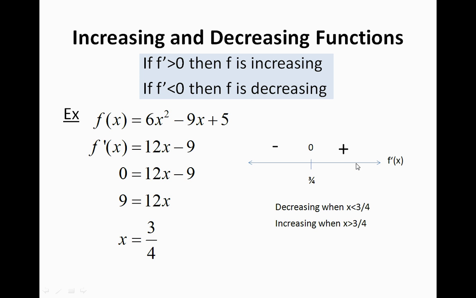You could pick another test value, let's say like 1. If I plug in 1 for x, 12 times 1 minus 9 is positive. So I know after 3/4, my parabola is going back uphill, it's increasing. So we would say it's decreasing on the interval where x is less than 3/4 and increasing when x is greater than 3/4. So that's a nice simple concept you have to look at tonight.